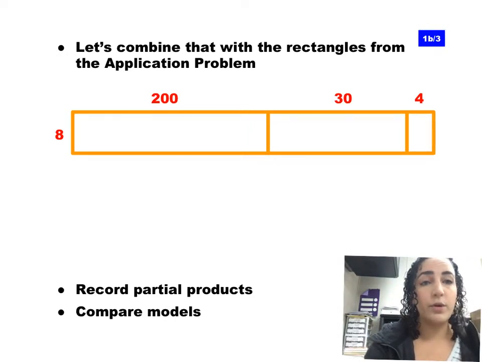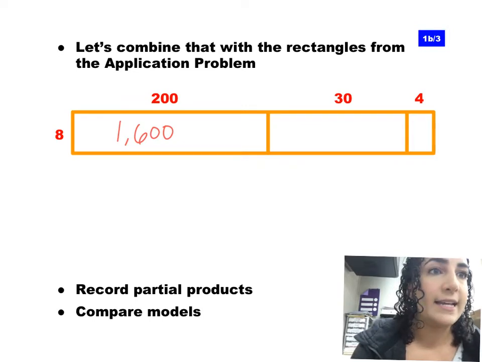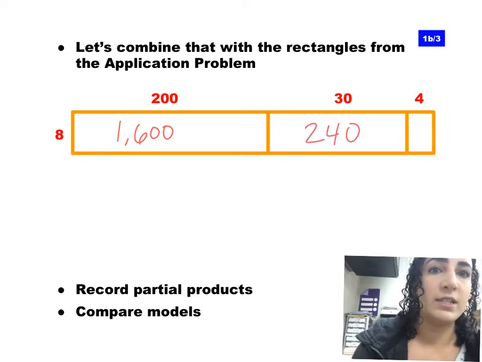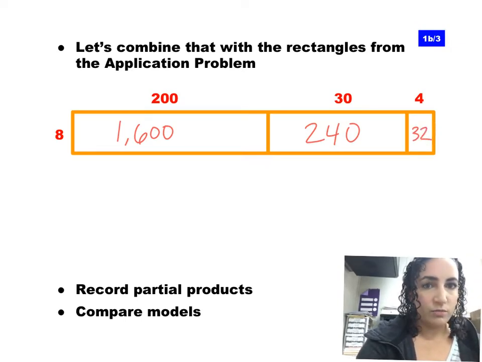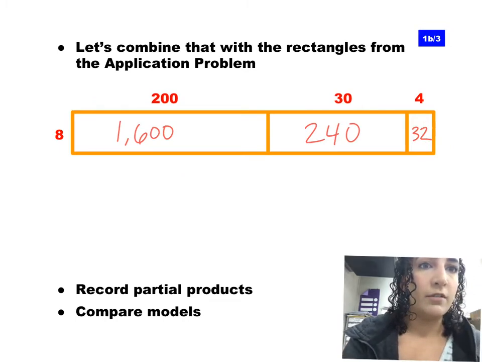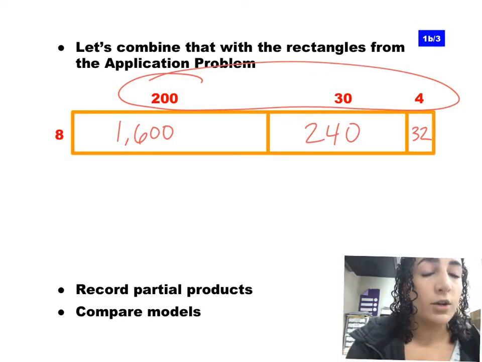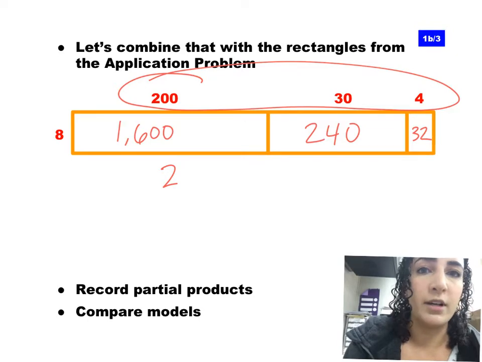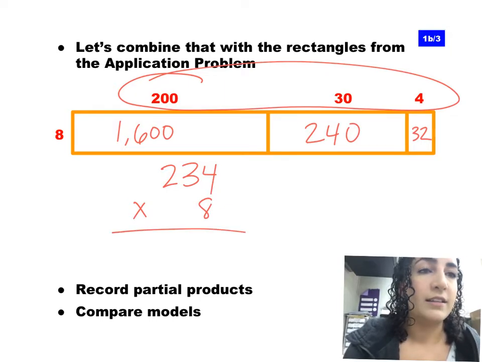All right, so what we're going to do now is combine the rectangle that we just did with the two rectangles from our application problem today. And we're going to fill in all of the partial products. So we said that 8 times 200 was 1600, we said that 8 times 30 was 240, and we said that 8 times 4 was 32. Now, this relates to the multiplication that we're doing because the problem that we're solving is up here. And that's why we've done so much work with expanded form. So what we've just solved is 234 times 8.